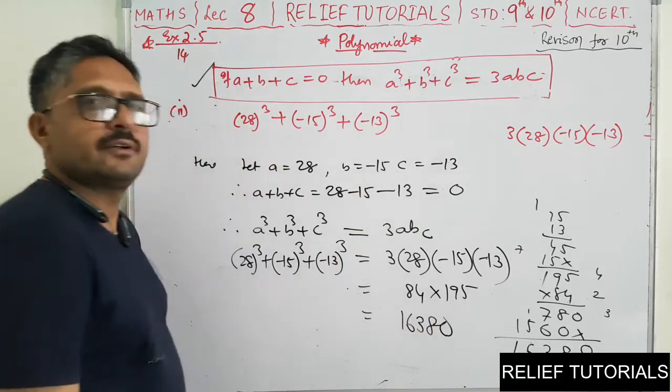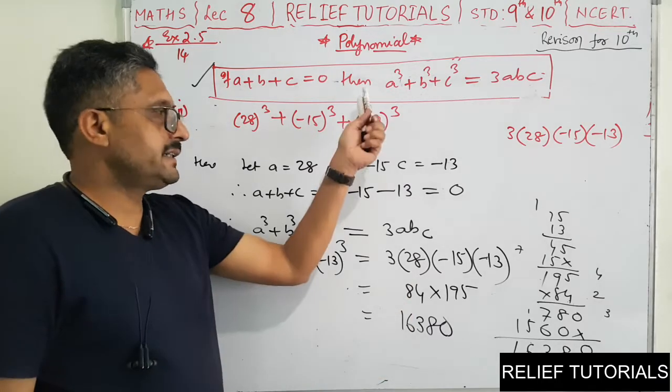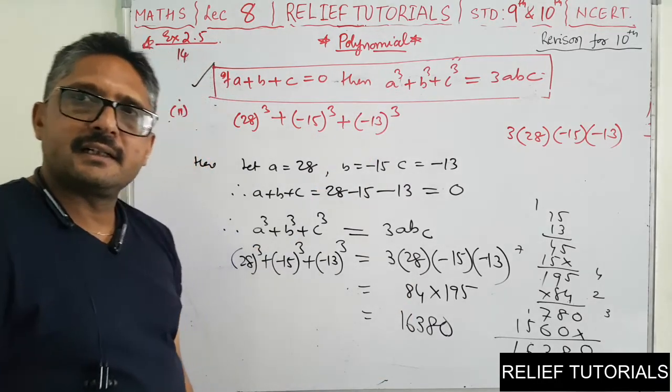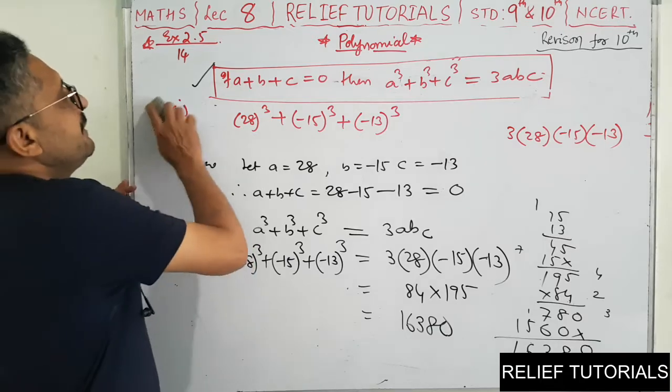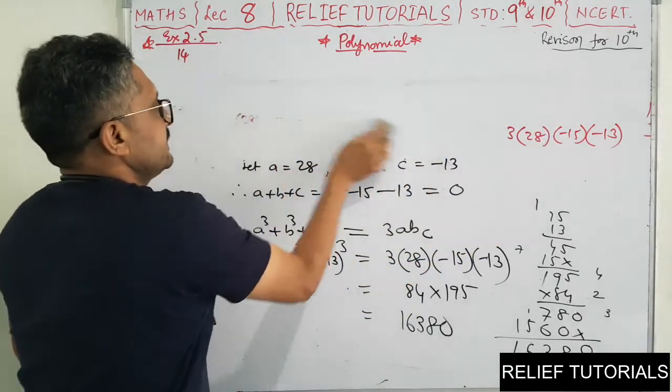Got it, friends? So this is the application of our identity, the last identity. Clear? So with this, we have learned how to use our algebraic identities.